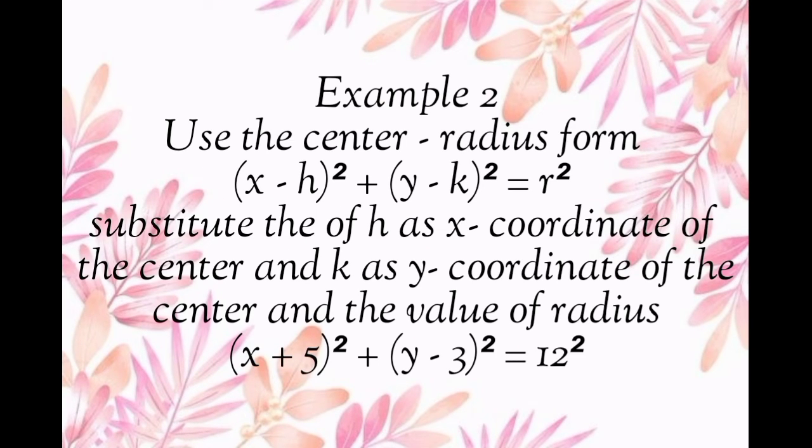Example 2. Use the center-radius form (x minus h) squared plus (y minus k) squared is equal to r squared. Substitute h as the x coordinate of the center and k as the y coordinate of the center and the value of the radius. (x plus 5) squared plus (y minus 3) squared is equal to 12 squared.